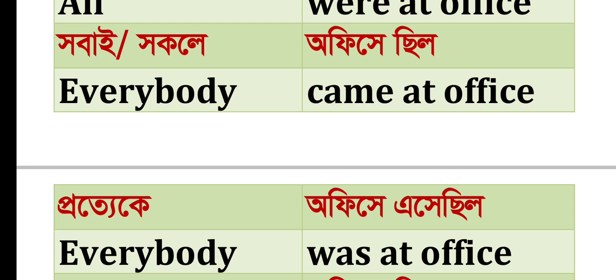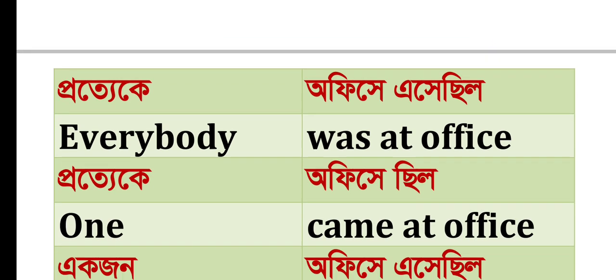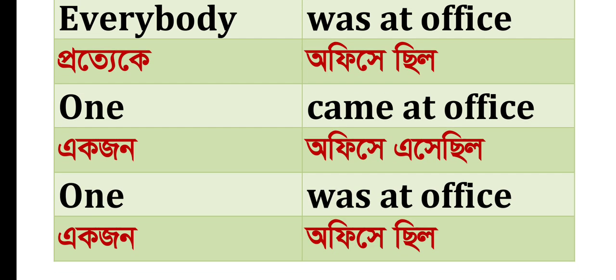Sorry. Everybody came at office, প্রত্যেকে অফিসে এসেছিল. Everybody was at office, প্রত্যেকে অফিসে ছিল. One came at office, একজন অফিসে এসেছিল. One was at office, একজন অফিসে ছিল.